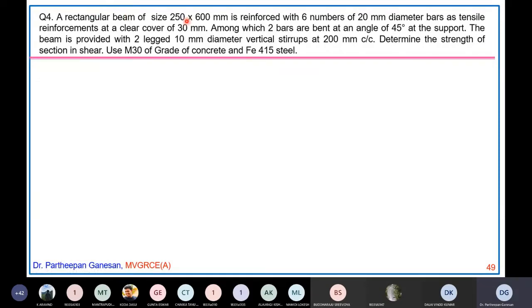Okay, a rectangular beam of size 250 by 600 mm is reinforced with 6 numbers of 20 mm diameter bars as tensile reinforcement at a clear cover of 30 mm, among which 2 bars are bent at an angle 45 degree at the support. The beam is provided with 2-legged 10 mm diameter vertical stirrups at 200 mm center to center. The CC means center to center. Determine the strength of the section in shear. Use M30 grade and Fe415.